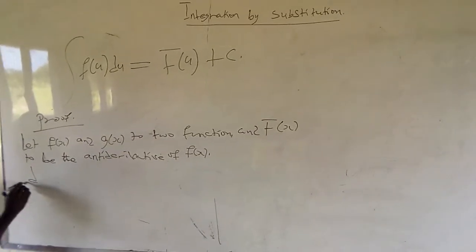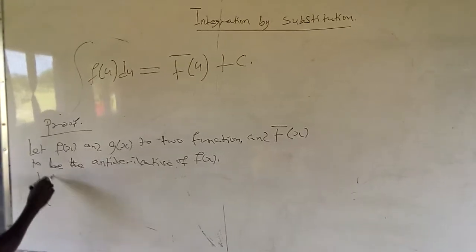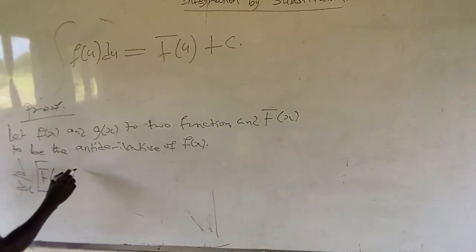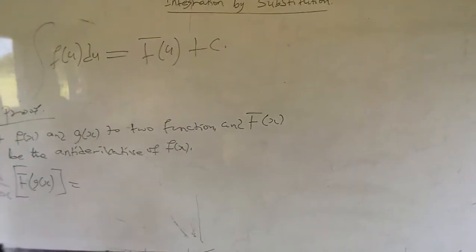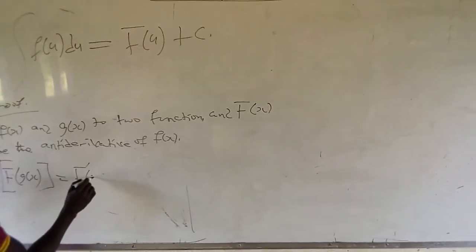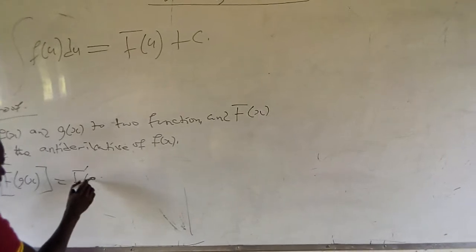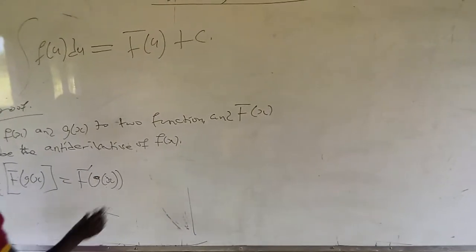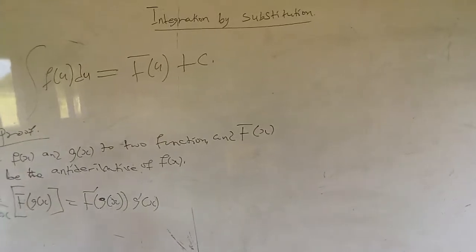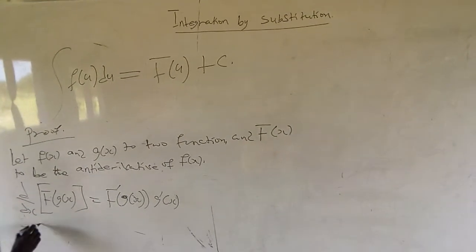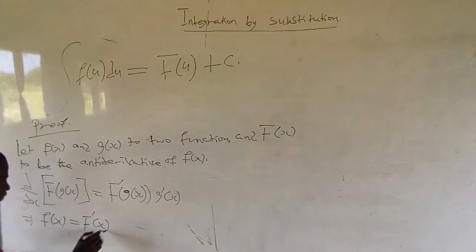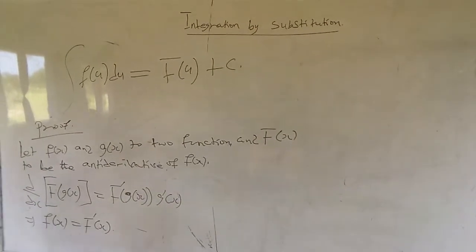say that the derivative of capital F of g of x is equal to capital F prime, that is the derivative of it, at g of x, then multiplied by g prime of x. Of course, we have learned this. Now, from this definition, it implies small f of x is simply equal to capital F prime of x. So I can substitute it.